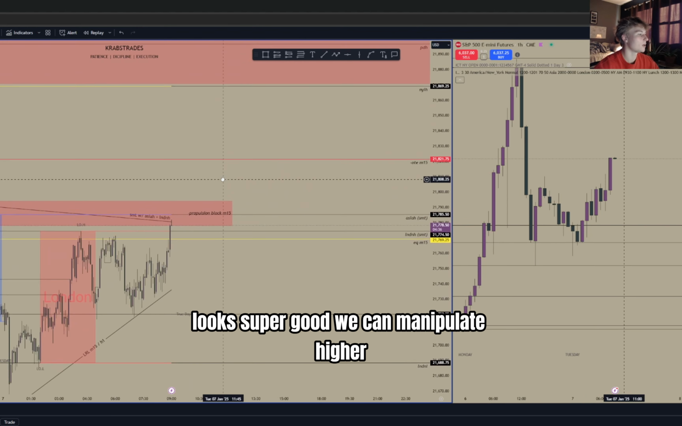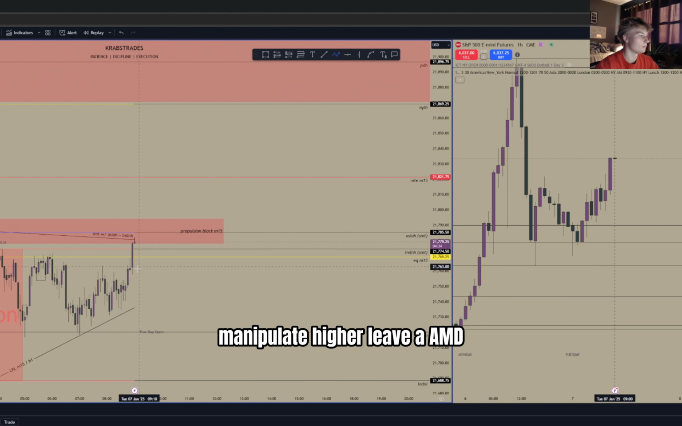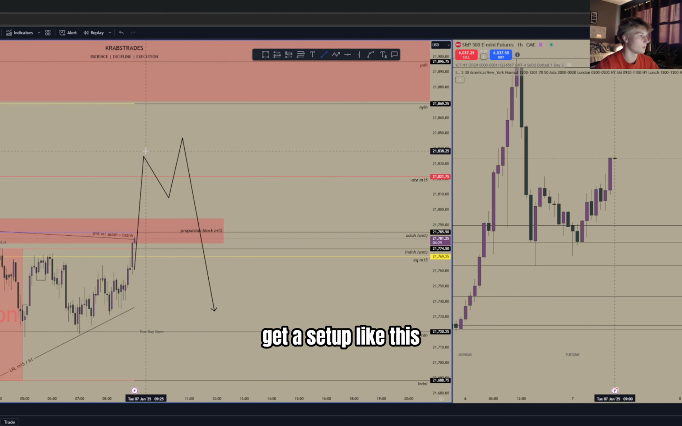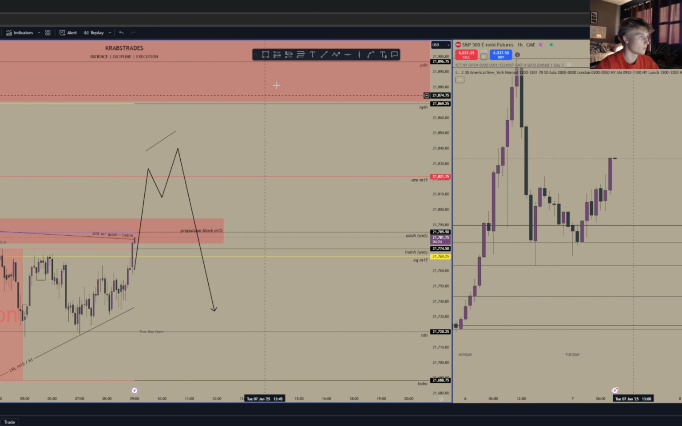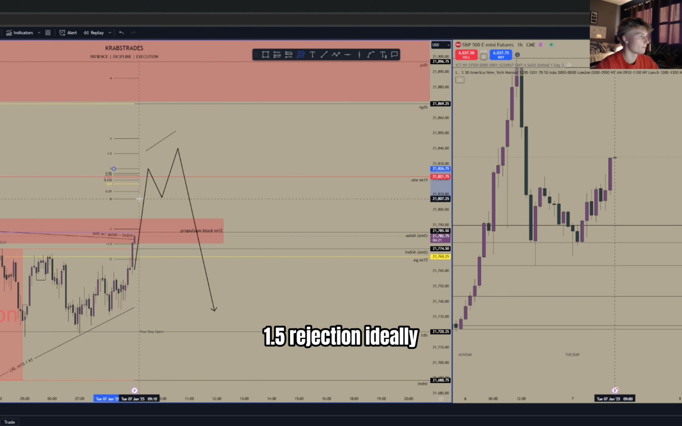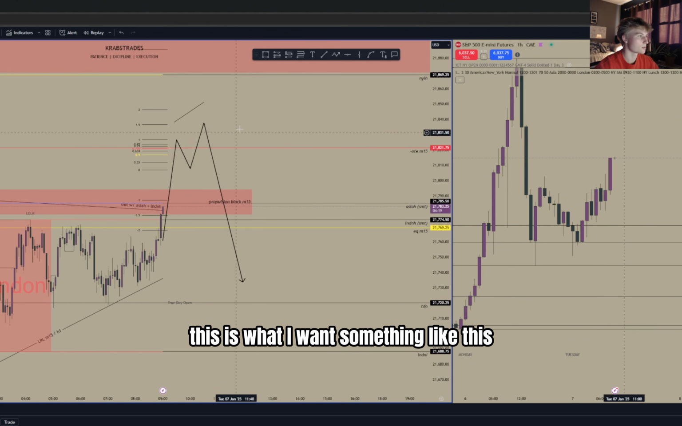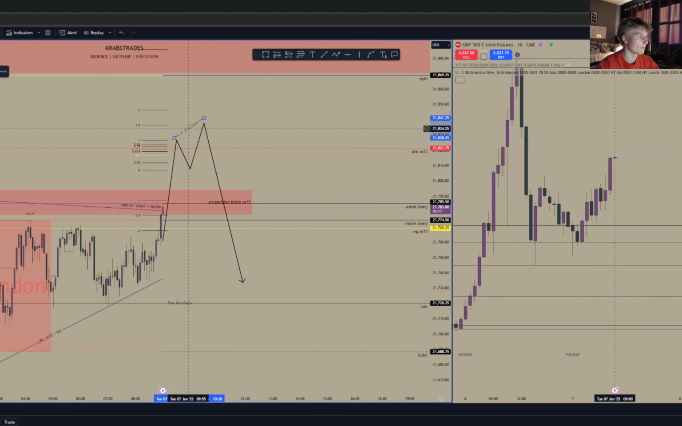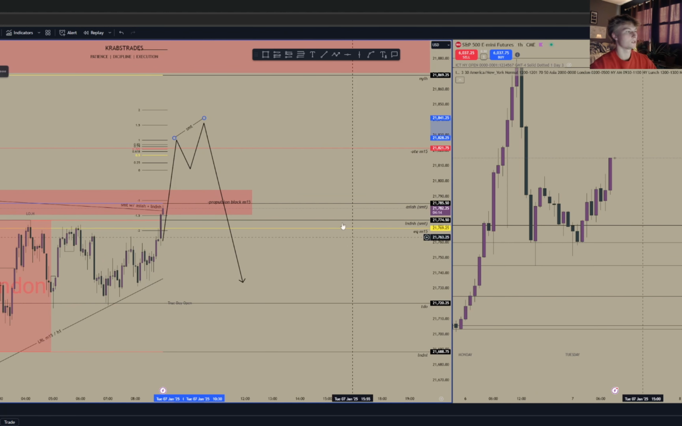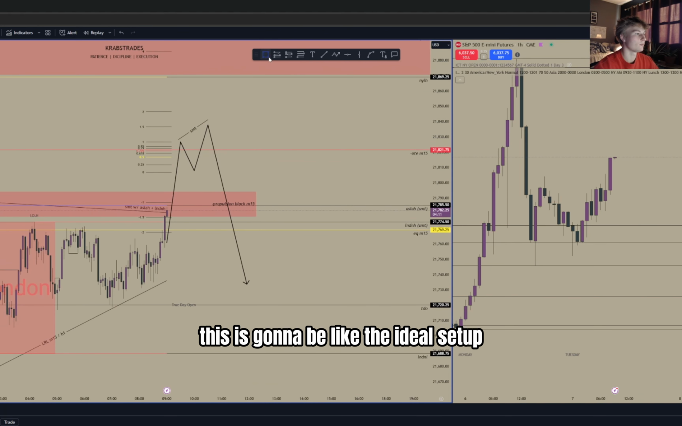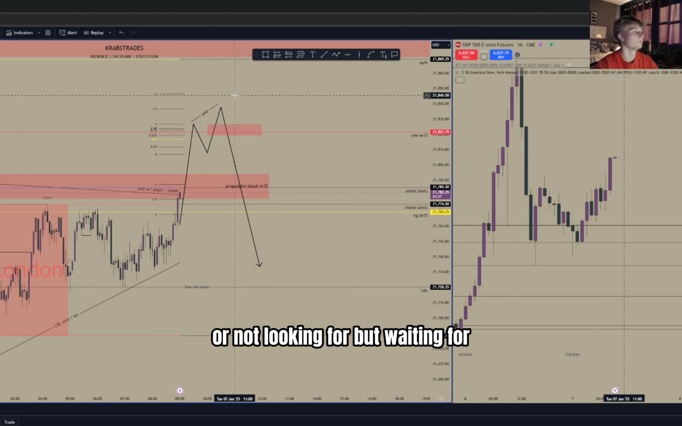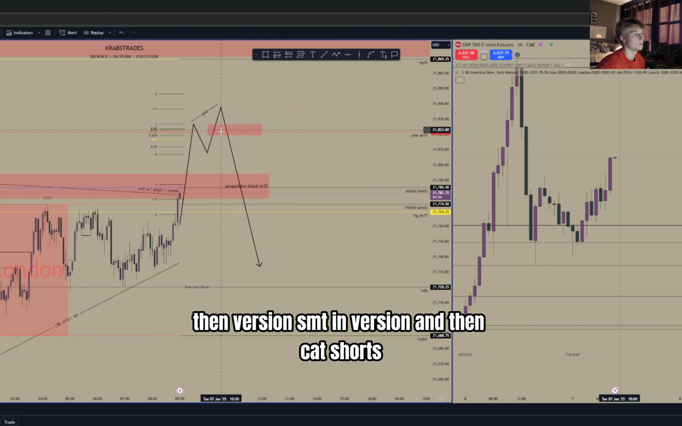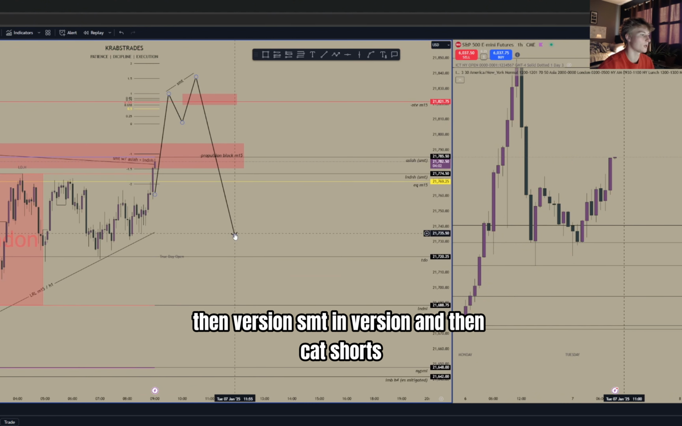If we can manipulate higher, leave an AMD, get a setup like this at OTE as well. 1.5 rejection. Ideally, this is what I want, something like this. Then SMT. This is gonna be the ideal setup that I'm looking for, or not looking for, but waiting for. And then inversion, SMT inversion, and then catch shorts.